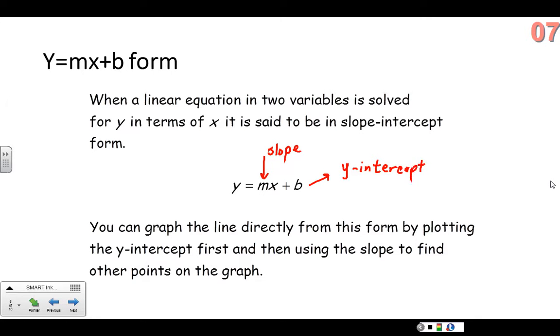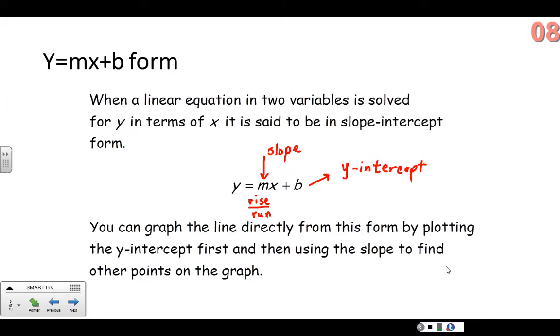So you can graph one of these equations if it's a linear function. If you have solved it for y already, it can be graphed very quickly in a coordinate plane using these guidelines. You can graph the line directly from this form by plotting the y-intercept first. So whatever this number is right here, we're going to plot that on the y-axis first. Then using the slope to find other points on the graph. So we know slope is rise over run. So whatever the number in front of x is, we're going to use that ratio, the rise on the top, the run on the bottom. Let's write that in here just to make sure you remember what that is. Rise over run, to help us graph other points on that line.